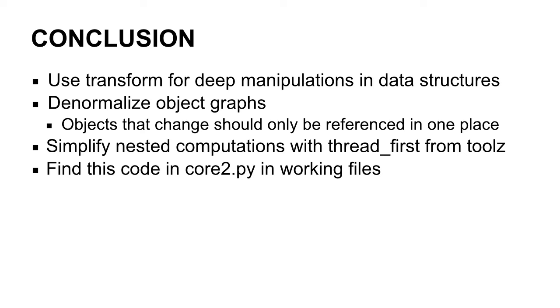We learned about a few things in this lesson. There was a very useful transform method in Pyrsistent for doing deep data manipulations on nested data structures. We also talked about representing complex interconnected graphs of objects in a purely functional way by denormalizing any data that needs to be changed over time. And finally, we simplified deeply nested computations with the thread first function in Toolz. You can find this code in the working files for this chapter as core2.py.